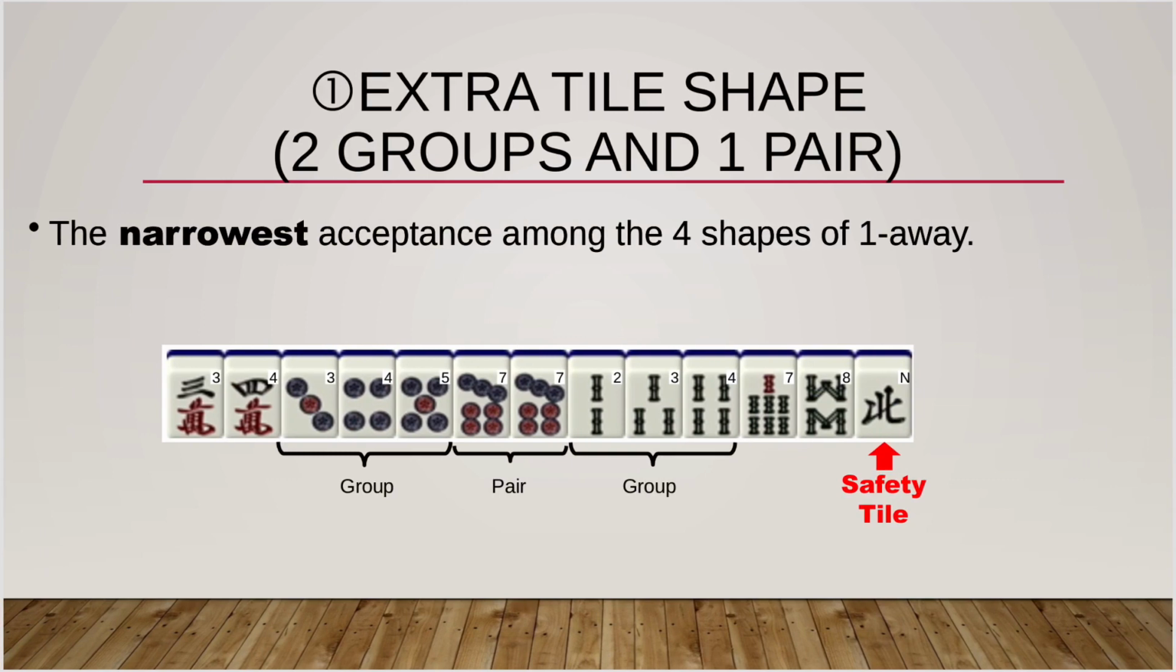Extra tile shape. Extra tile shape is the narrowest acceptance among the 4 shapes of one-away. Extra tile shape consists of 2 groups and 1 pair like this hand. The characteristic of extra tile shape is having 1 tile that does not directly contribute to acceptance. In this hand, the north tile is the one that does not contribute to acceptance. This north tile serves as a safety tile.